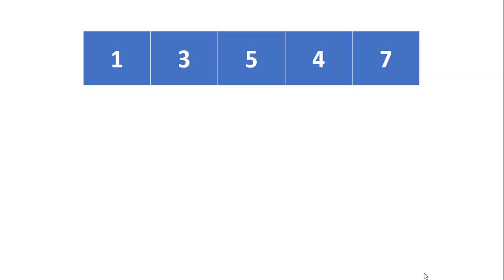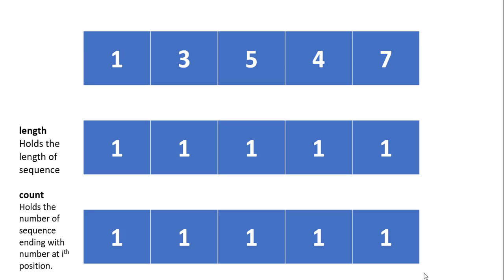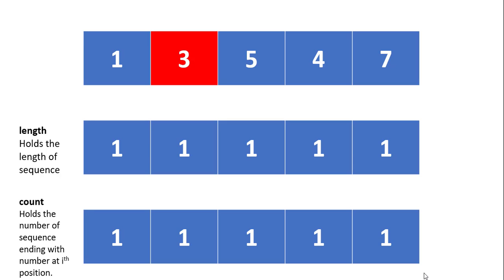In order to solve this question, we will take two arrays, a length array which will hold the length of the sequence, and then the count array which will hold the number of sequences ending with that particular number. We'll start off with index 1 as the 0th value will be 1, 1. We are initializing both the arrays with 1 as the length of any sequence is at least 1 and the count of any sequence will also be 1. We'll start off with value 3.